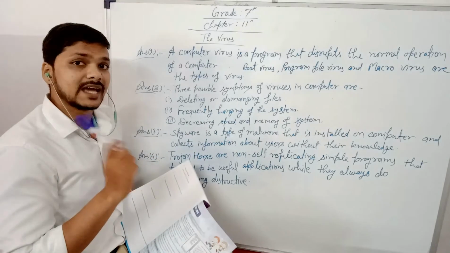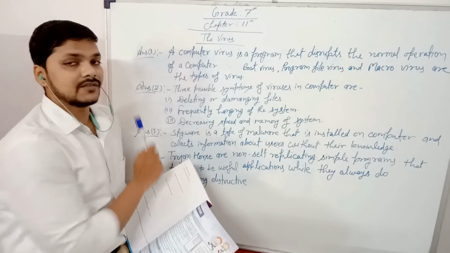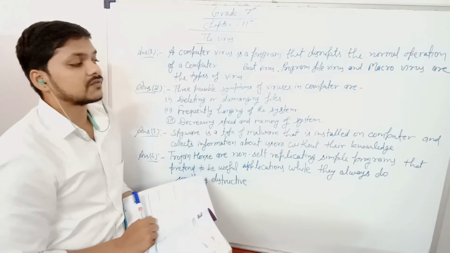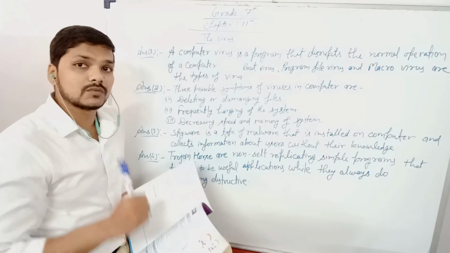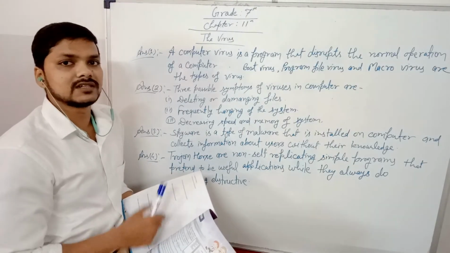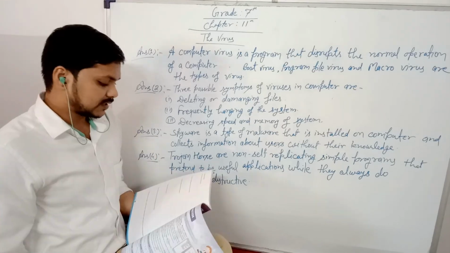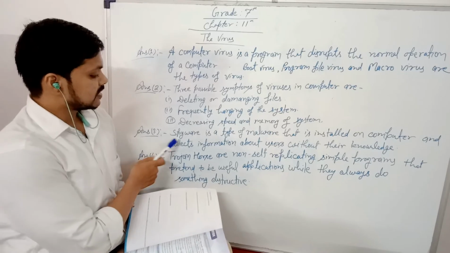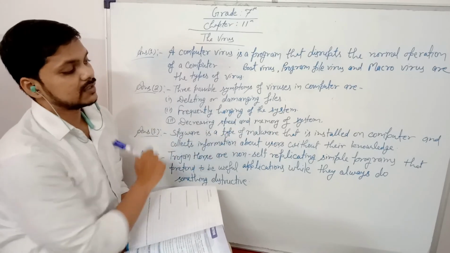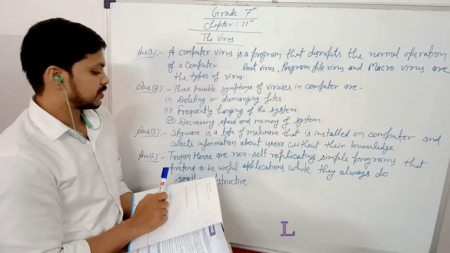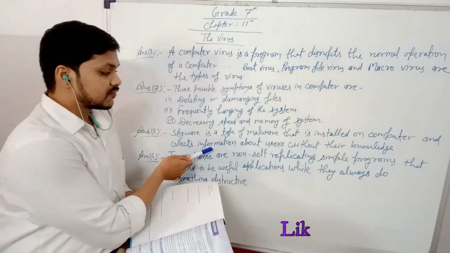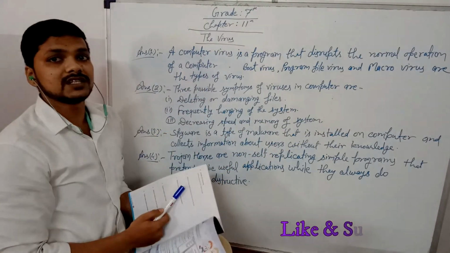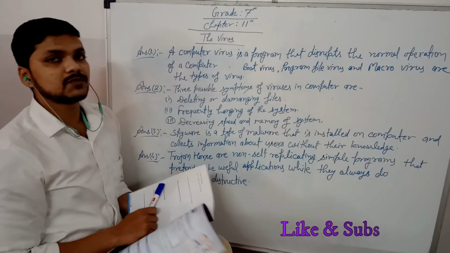If your computer system is hanging, it means that we are having computer virus. Third, decreasing speed and memory of systems. If the speed or memory of the system is decreasing, it means that in our system there is a virus. Now third question is, what do you understand by the term spyware? So answer is, spyware is a type of malware that is installed on computer and collects information about users without their knowledge. So such types of viruses are known as spyware.